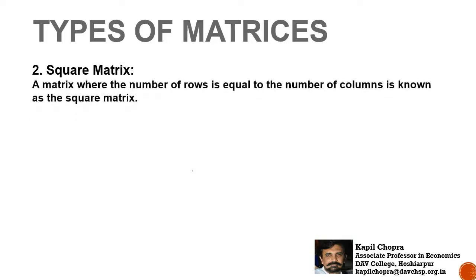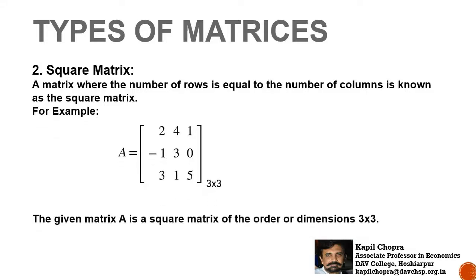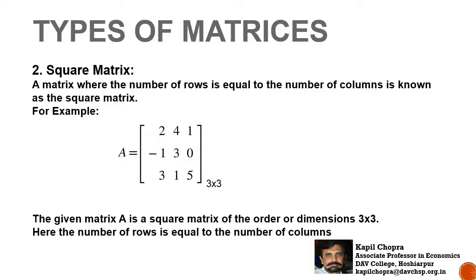The second type is the square matrix. A matrix where the number of rows is equal to the number of columns is known as the square matrix. For example, the given matrix A is a square matrix of the order or dimensions 3 by 3. Here the number of rows is equal to the number of columns, that is m is equal to n.